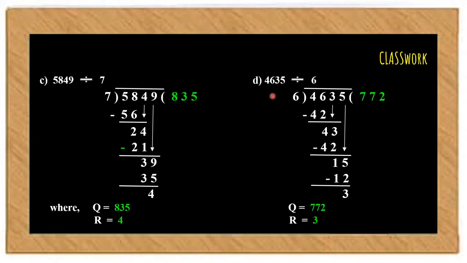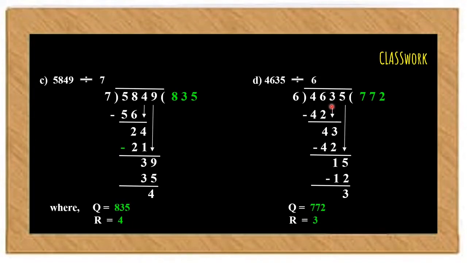Moving on, children, to understand the D part, we have 4635 as the dividend and 6 as our divisor. We consider the first 2 digits of the dividend because 4 alone cannot be divided by 6. 6 multiplied by 7 gives us 42. On subtracting them, we get 4 as the answer.